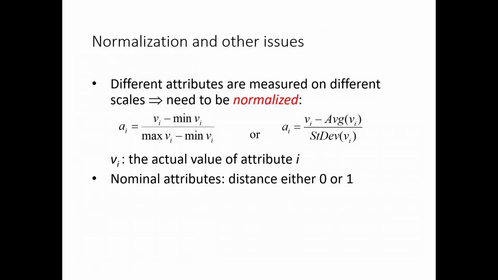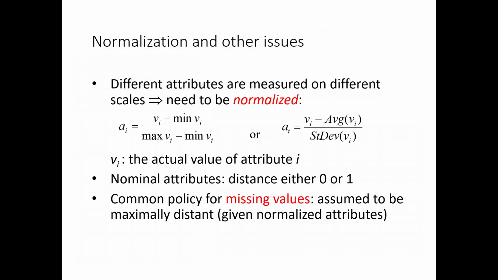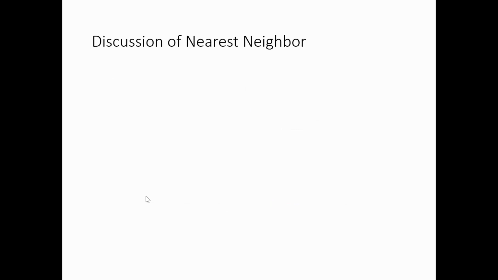The next one, if you have nominal attributes, either you have 0 and 1, so it won't create that problem, because the distance is almost the same. But if you have missing values, then you have to use some policy for how you treat them. Assuming that it's important for you to use missing values, then you can treat them as maximally distinct, given the normalized attributes.